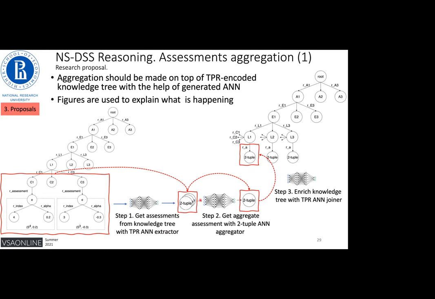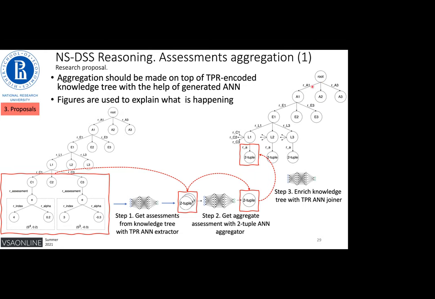Then we encode them in the distributed representation and pass it to the subsymbolic aggregator that incorporates historical knowledge, that knows and assigns proper weights. And then after we get the aggregation result, we allocate the new row in the tree and just append it with the new data. So with the TPRs, it is possible to do. So we enrich the original knowledge tree with some new knowledge, which is an aggregation result. So we just made aggregation on the criteria level.